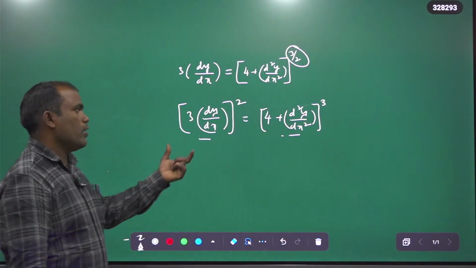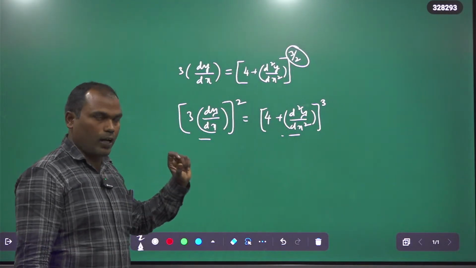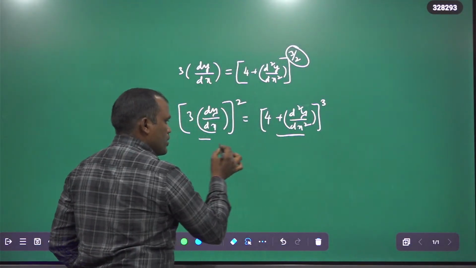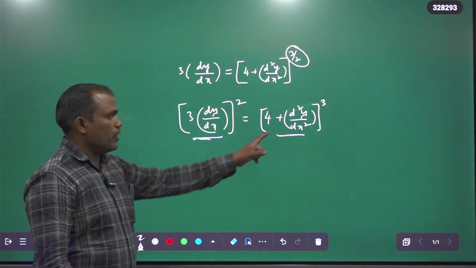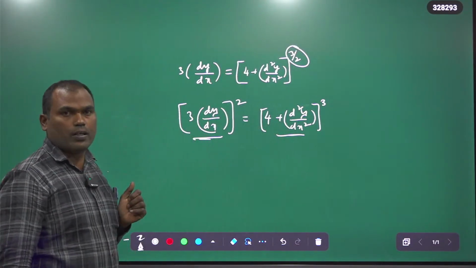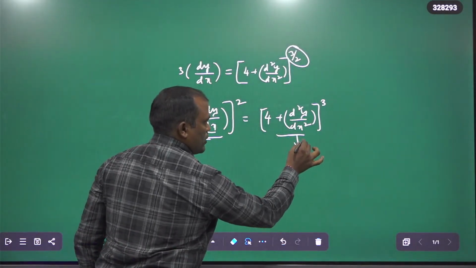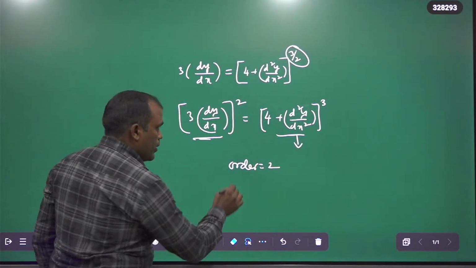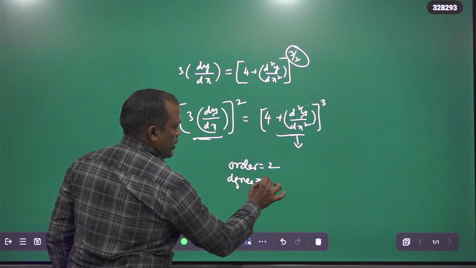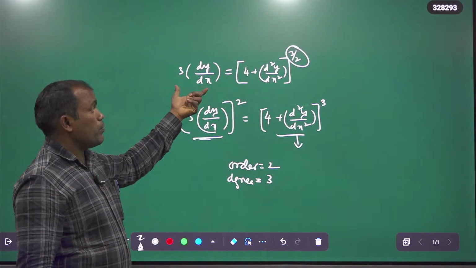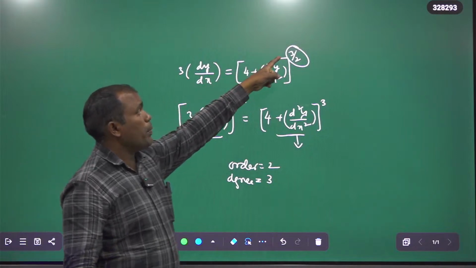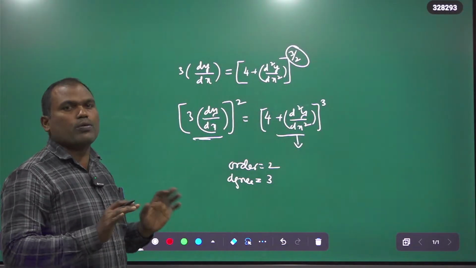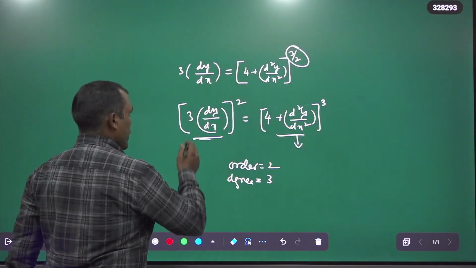Now we should observe the order. Order is nothing but the highest derivative in a differential equation. We should observe whether the highest derivative is in the RHS or LHS. In the RHS this is second order, and this is first order, so second order is on the RHS side. So the order is 2 and the degree is 3. Whenever a differential equation has a P by Q form, we should convert it to a perfect form, either cube or square, depending on the question. This is one important note here.